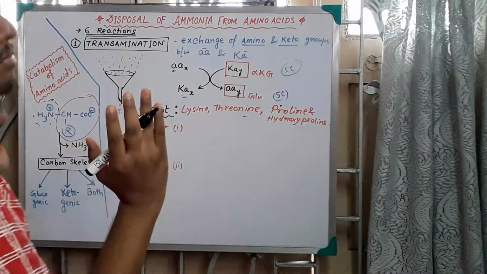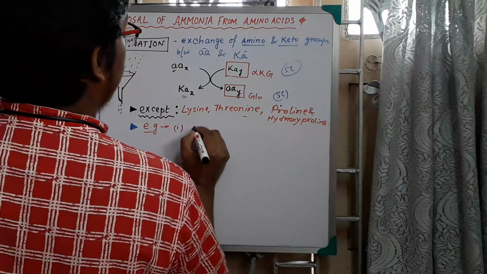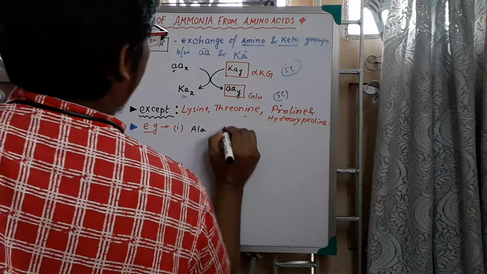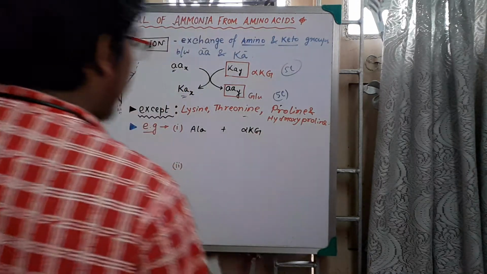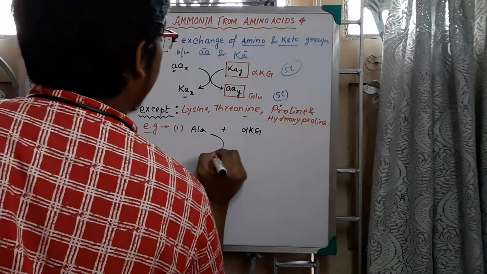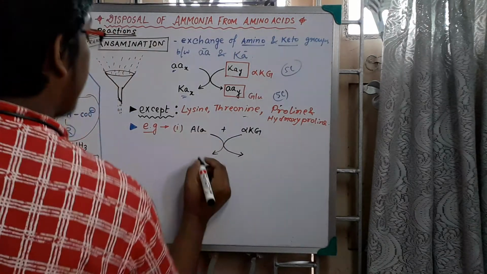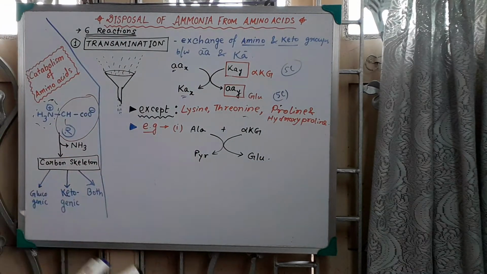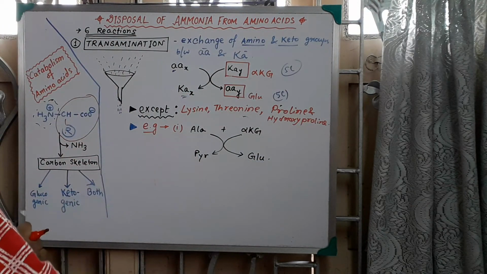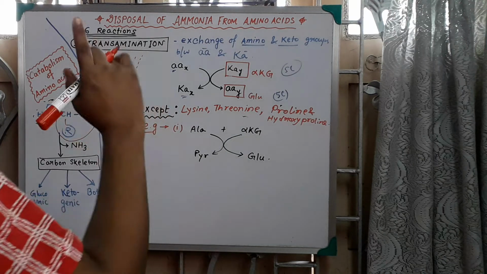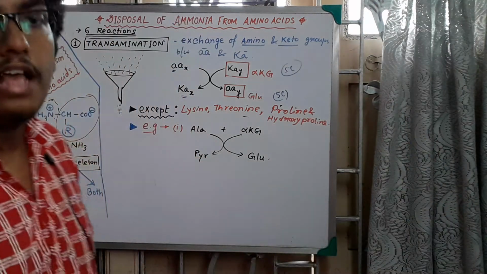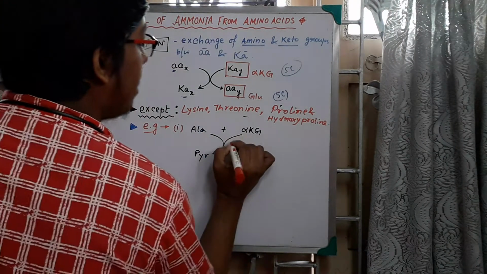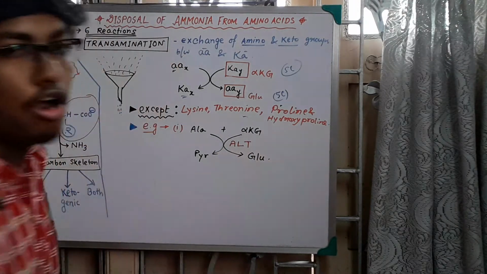Now come to some examples of transamination reaction. It is the basic formula: amino acid and keto acid. Think of the amino acid as alanine and the keto acid, obviously, alpha ketoglutarate. Alanine will be converted to pyruvate and alpha ketoglutarate to glutamate. This reaction is catalyzed by a transaminase enzyme, but which one? Alanine to pyruvate conversion is done by alanine aminotransferase, in short ALT.